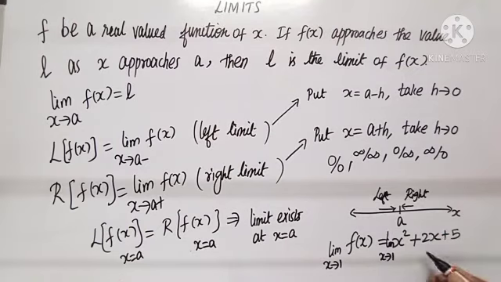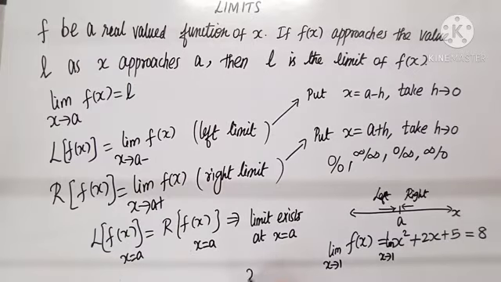But look at this problem. X square plus 2x plus 5. Limit x tends to 1. Wherever x is coming, if I put 1, it is 1 square plus 2 into 1 plus 5. I get 8. A proper answer. So I will call this the limit.